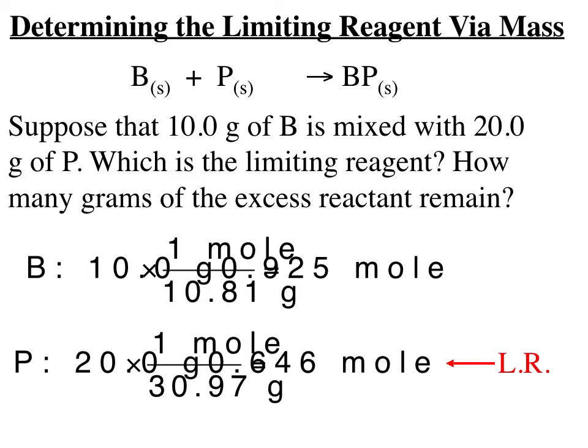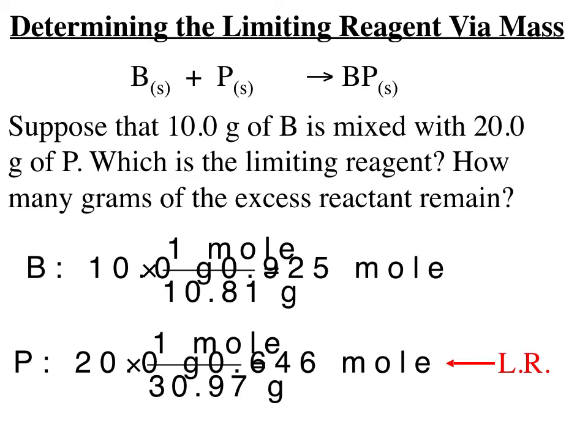We should also be able to compute the mass of that excess reactant. Let's look at this example problem where I'm reacting boron and phosphorus to form boron phosphide. Again, notice this is a balanced equation. Suppose I put 10 grams of boron mixed with 20 grams of phosphorus, and I want to know which is the limiting reagent and how many grams of the excess might be left in the pot.